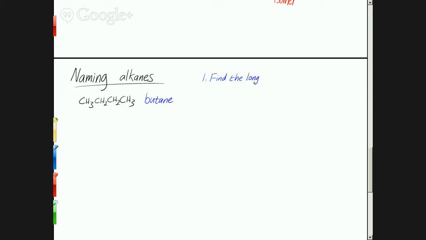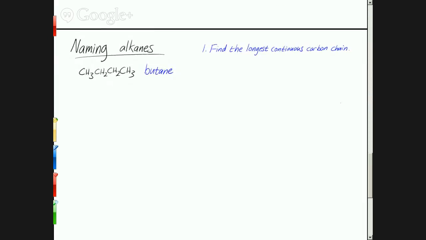So our first step is always going to be to find the longest continuous carbon chain. And if that's it, then that's it. So if the longest chain encompasses all the atoms in the molecule, then you're done. The longest chain is butane, you're done. Let's say, though, instead you have something like this.